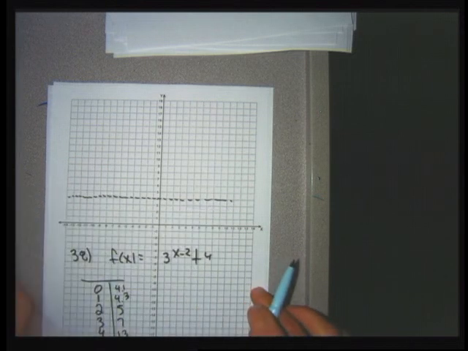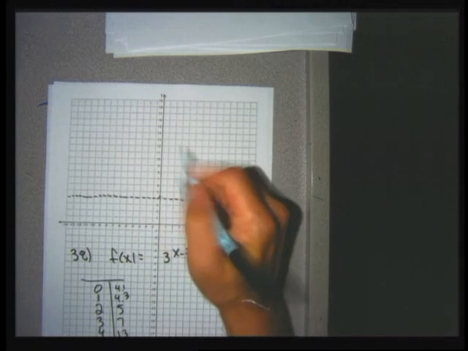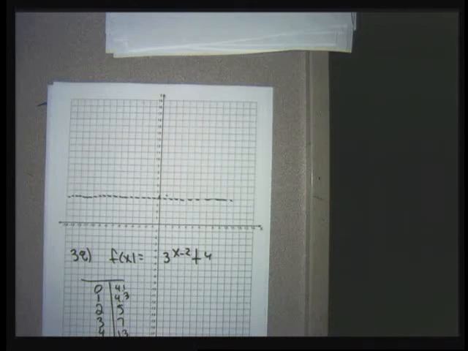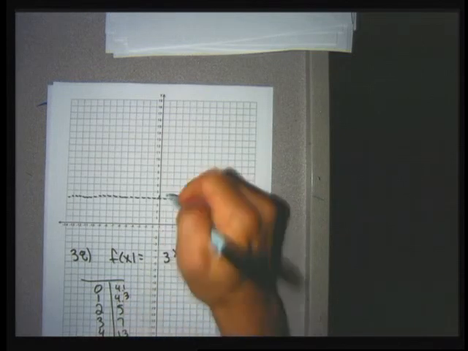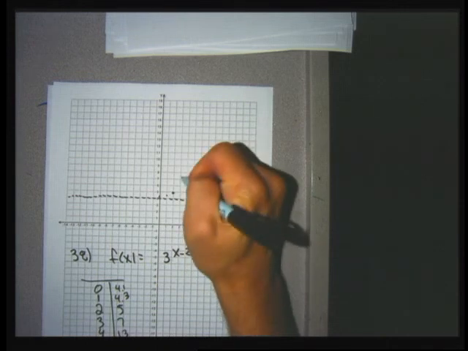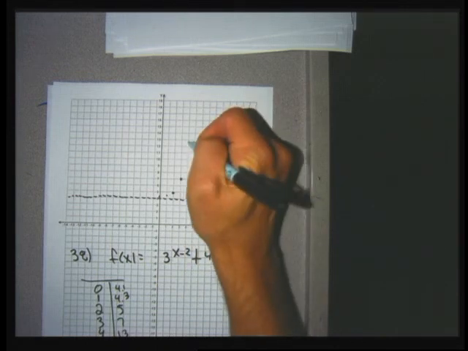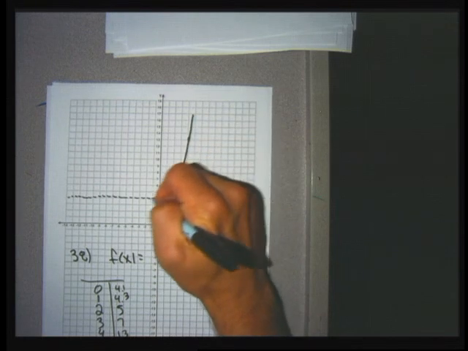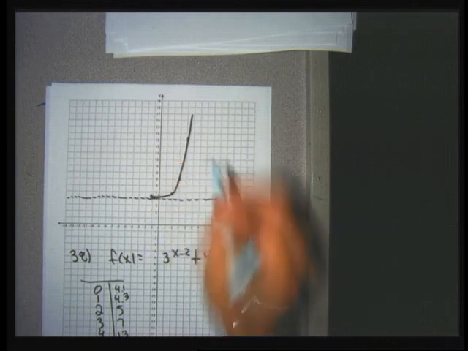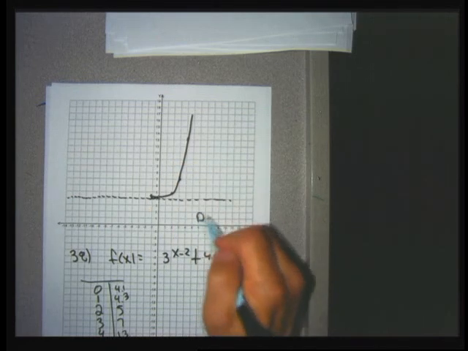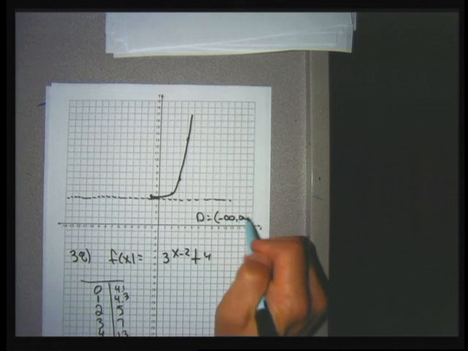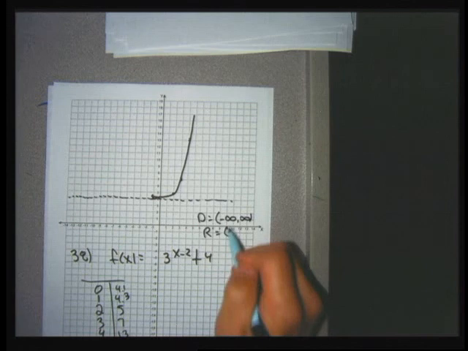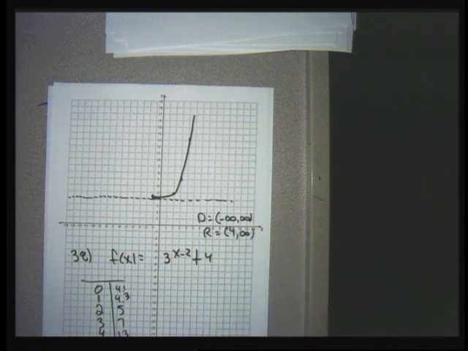So 0 and 4.1 is just above my dashed line. 1 and 4.3 is a little bit more above the dashed line. My graphs aren't stellarly perfect, but they're close enough. 2 and 5. 3 and 7, and then 4 and 13. Should not touch that line. I should be above that line. My domain for every graph in this section was negative to positive infinity. And my range is going to start at this dashed line with a round parenthesis and go up to infinity.